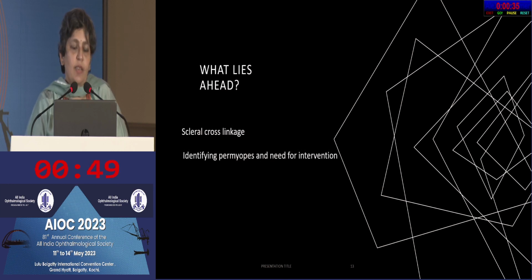So, what lies ahead as translational research is scleral cross-linkage using riboflavin with some red light, and we probably need to do some work on identifying children who are pre-myopes. And whether we need to intervene in high-risk children who are siblings of children who are myopic or who are born to both parents who are myopic. Should we start intervention before they become myopic? These are the unanswered questions at this point.